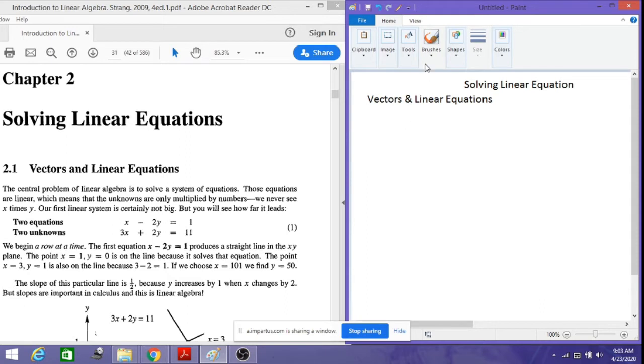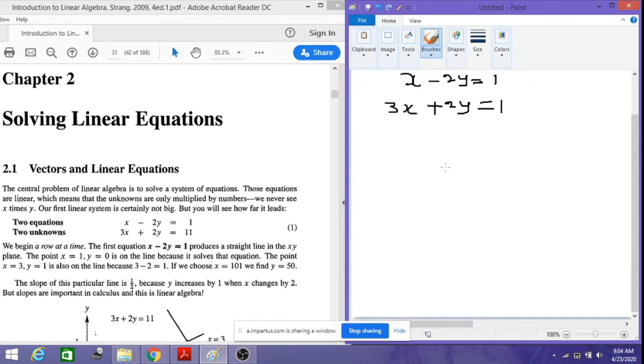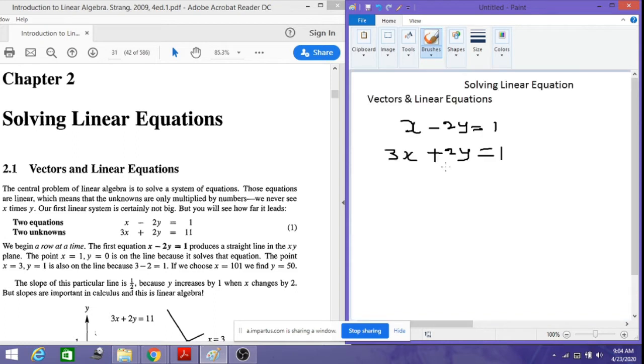So let us take again simple two equations with two unknowns. x minus 2y equal to 1 and 3x plus 2y is equal to 11. I will not solve this right now, we'll just see the representation of this. We know when we solve this, we will get the answer as x equal to 3. So how do we solve this?